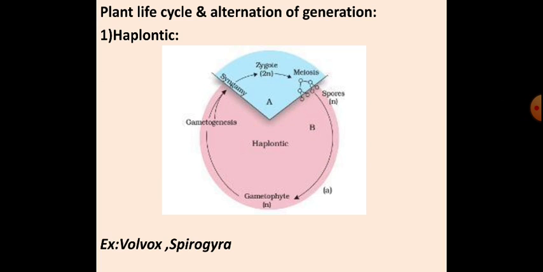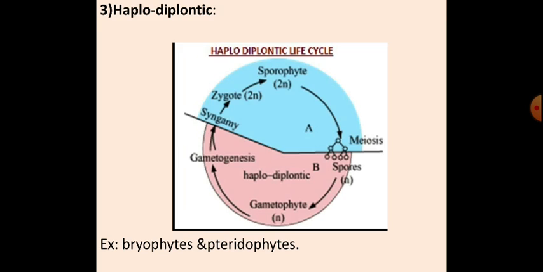Now, different plant groups will have different alternation of generation. There are three life cycles. One is haplontic, second is diplontic, third is haplodiplontic.